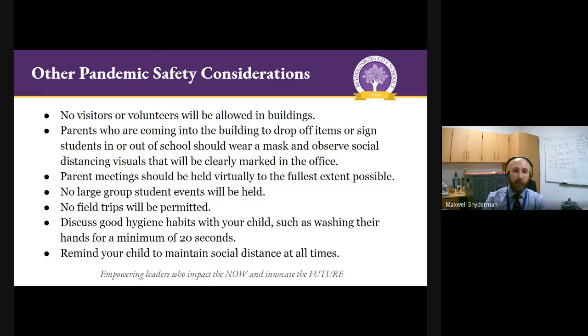And please, please make sure that you are discussing good hygiene habits with your child, such as washing their hands for a minimum of 20 seconds. And remind your child to maintain social distancing at all times, especially when they're walking through the hallways, coming off of the bus, and waiting outside before the doors open at 9 a.m.